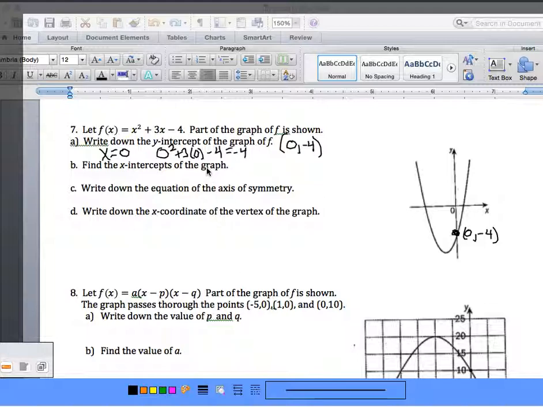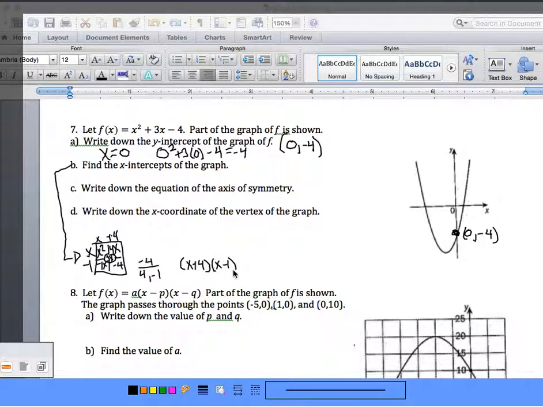Next, we have to find the x-intercepts of our graph. So we have to solve this. And you could solve it however you would like. I might try doing that factoring. So we have x squared, 3x, and -4. So it multiplies to -4 and adds to 3. So we have 4 and -1. So we have (x + 4)(x - 1). So it factors into x plus 4, x minus 1. So it crosses at x equals -4 and x equals +1.